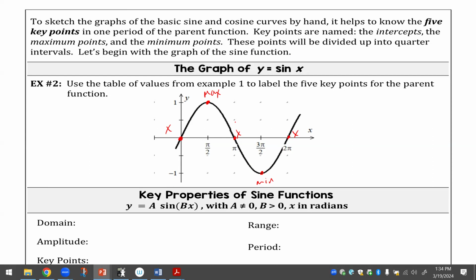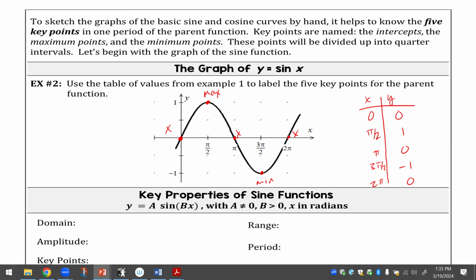So we're going to make a table of just our key values. For our key points, we have 0, 0. We have pi over 2, 1. We have pi, 0. We have 3 pi over 2, -1. And we have 2 pi, 0. And that's what forms our snake.